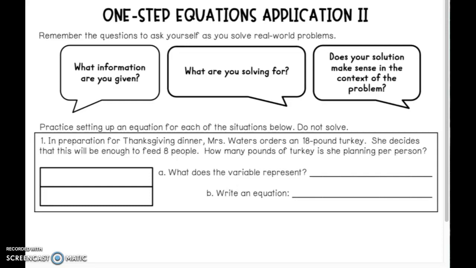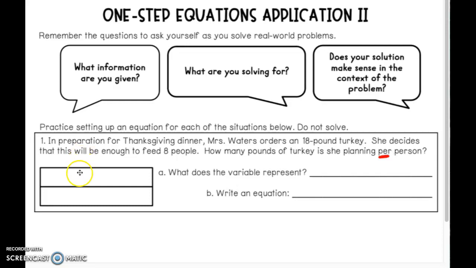So here's our first one. Remember, we're not going to solve these, we're just going to set them up. In preparation for Thanksgiving dinner, Mrs. Walters orders an 18-pound turkey. She decides that this will be enough to feed 8 people. How many pounds of turkey is she planning per person? Remember, per is one of those key words. Per does mean multiplication.